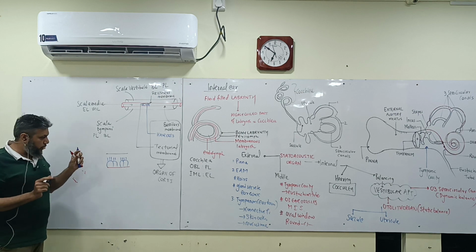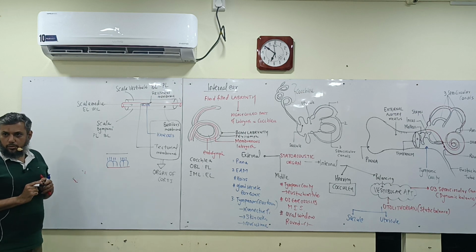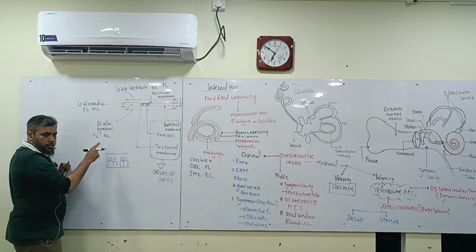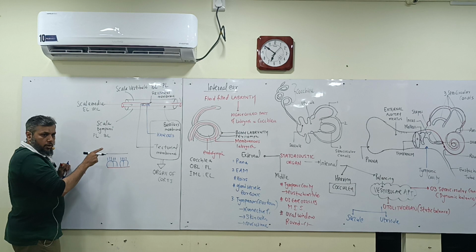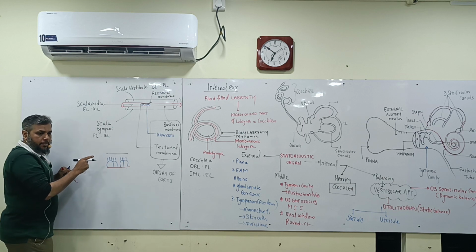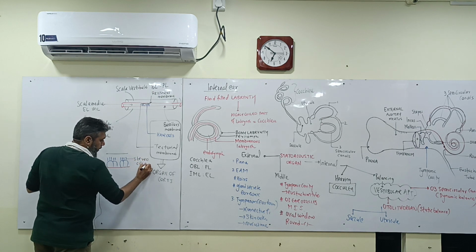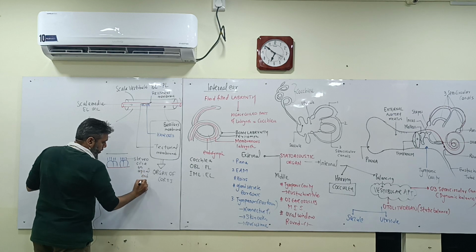Once again, focus on the hair cells. Are you focusing on the hair cells? Do you see they have got some projections on the basal side or the apical side? These are called stereocilia. I told you in 11th. On the apical end of the hair cells.